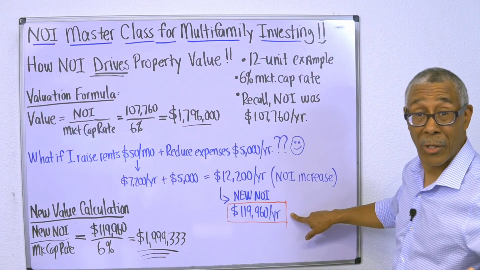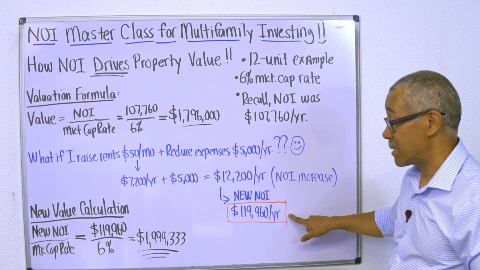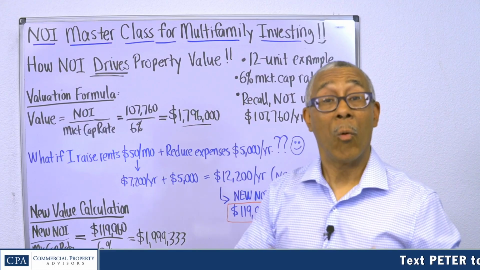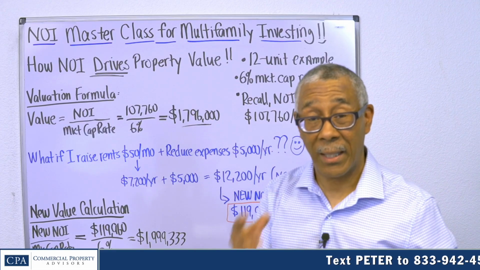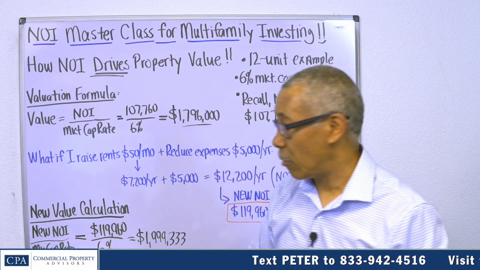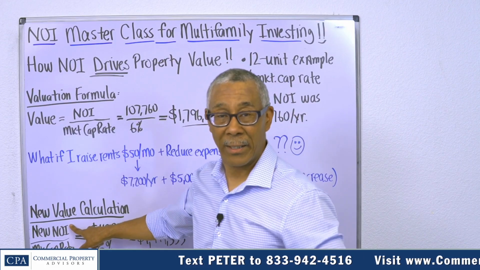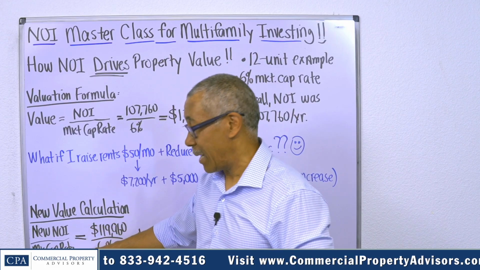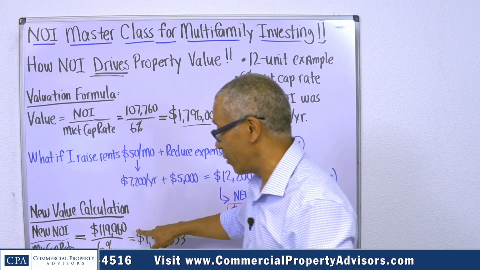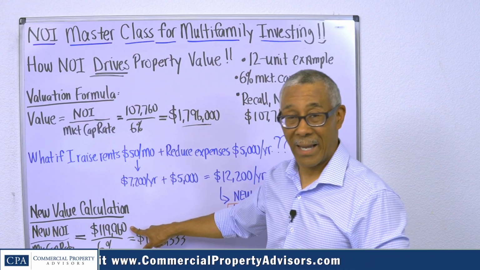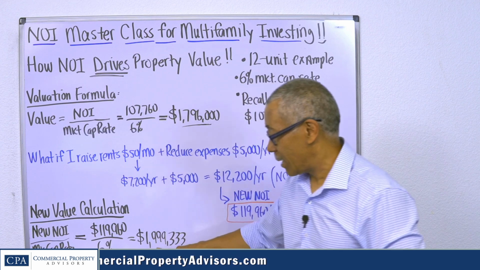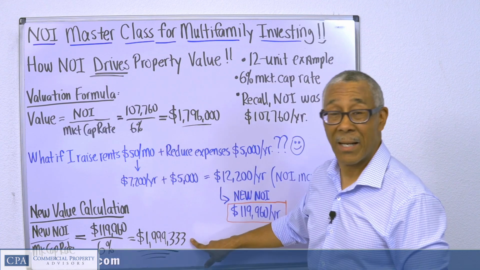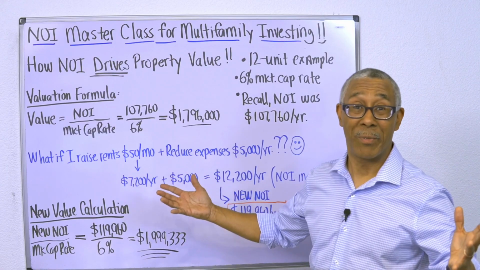After I have raised the rents and cut down on some expenses, my new NOI after a year or so is now $119,960. This is how you calculate what the new property value will be based upon my higher NOI. I call it the new value calculation. It's the new NOI divided by the same market cap rate. My new NOI of $119,960 divided by 6%, do the math, is $1,999,333. Let's call it 2 million.